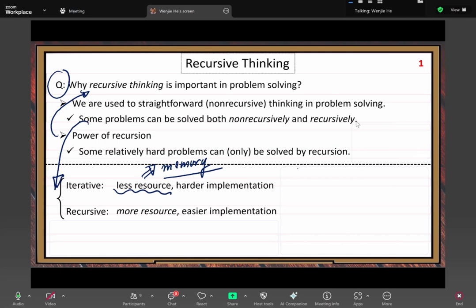From there you can see you need more memory resource.